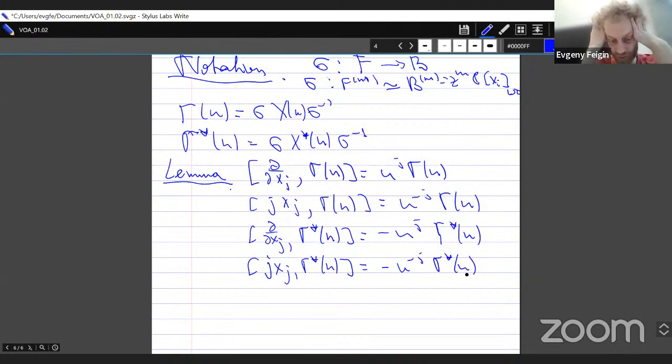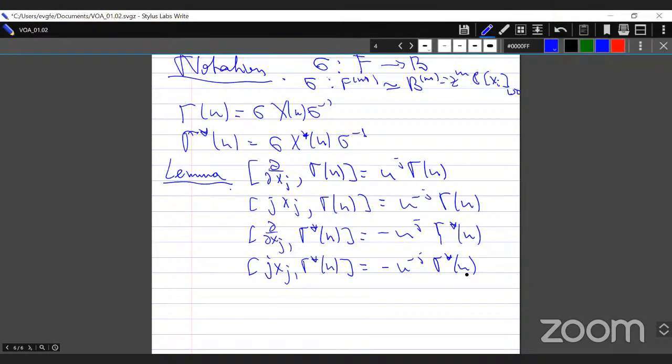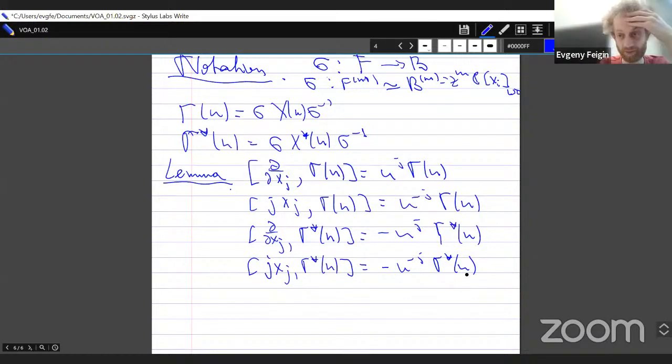So can you tell me how to prove this? Why is this true? It is because sigma is an isomorphism of the modules.